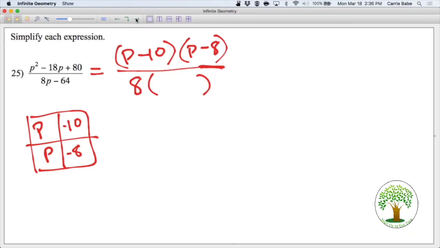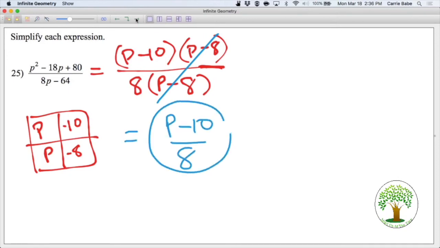So 8 times what will give me the 8p? 8 times p. Yes, so it's just a plain old p right there. Or you could have thought of it as dividing. 8p divided by 8 was just p, right? 8 times what gives me 64? 8. Can I cancel anything now? The 8, P minus 8, yes. What will be left? P minus 10 over 8.